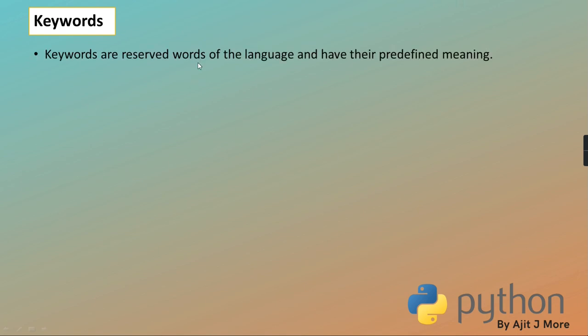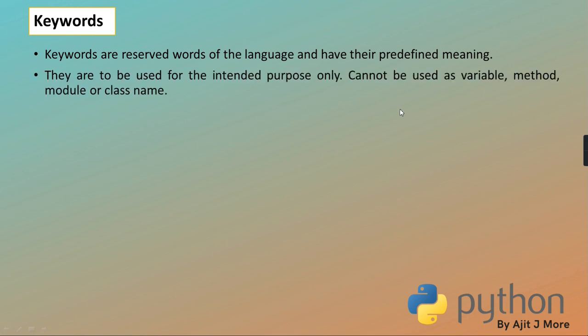Keywords are reserved words of the language and they have their predefined meaning, their implicit, intrinsic, original meaning. You have to use it for that purpose only, for the intended purpose. They cannot be used as a variable, method, module or class name. It will generate an error. But some languages are different, like PHP, where it doesn't create any problem like that.